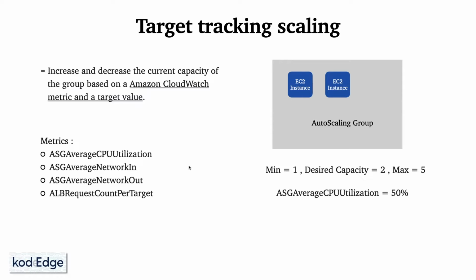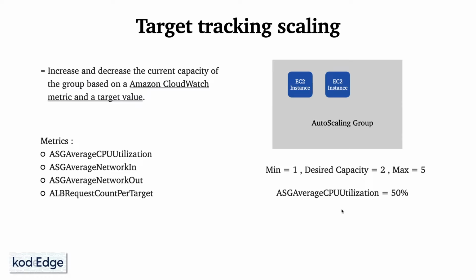Now let's take an example. Let's say you have created autoscaling group with this capacity. That is, minimum EC2 instance is 1, desired capacity equal to 2, and maximum EC2 instances you want will be 5. Now how can you create target tracking scaling policy here? Let's say you want to maintain average CPU utilization equal to 50%, irrespective of load on your application. So let's say tomorrow there is increase in the load, you want your CPU utilization to stay up to 50%.